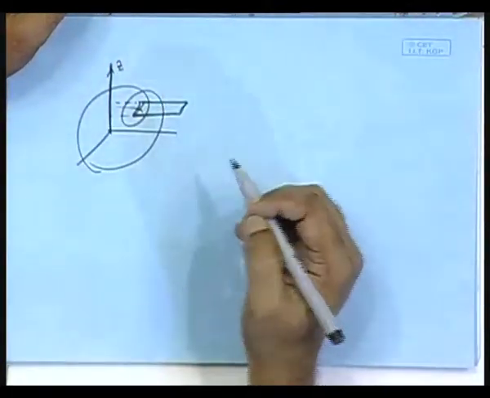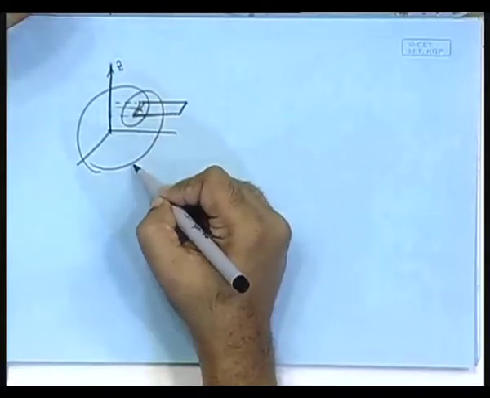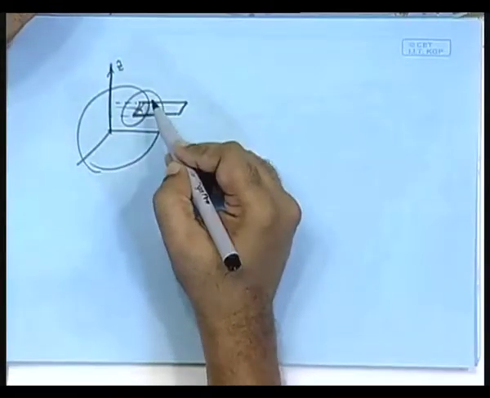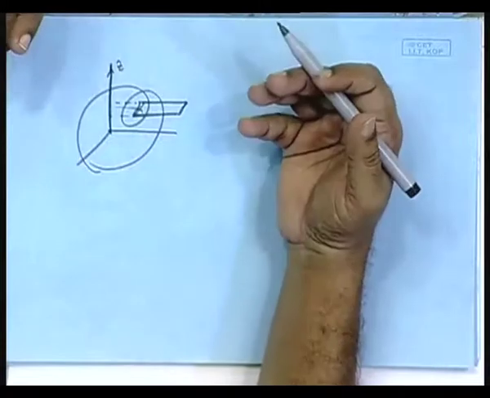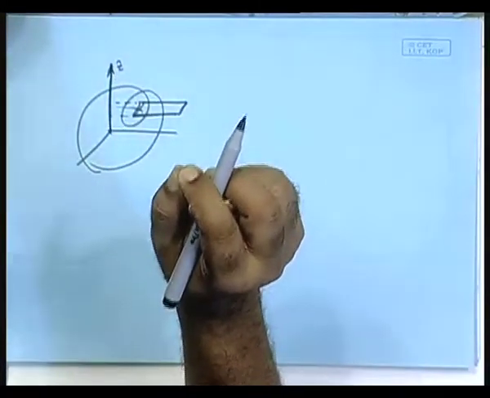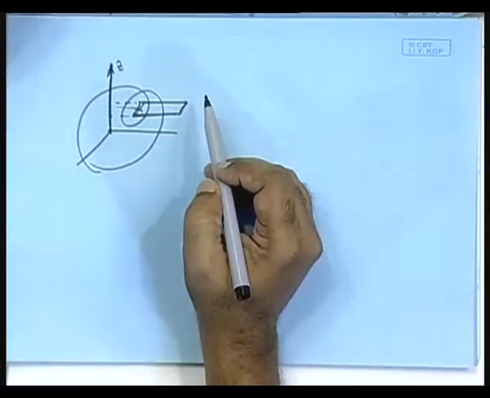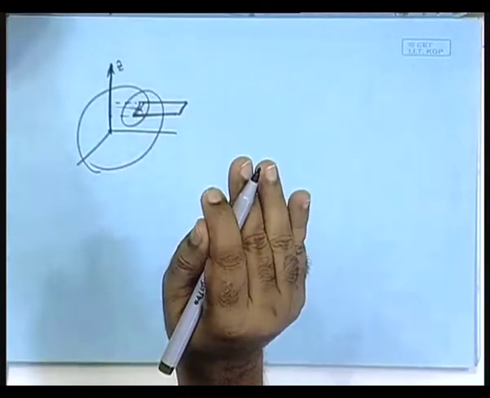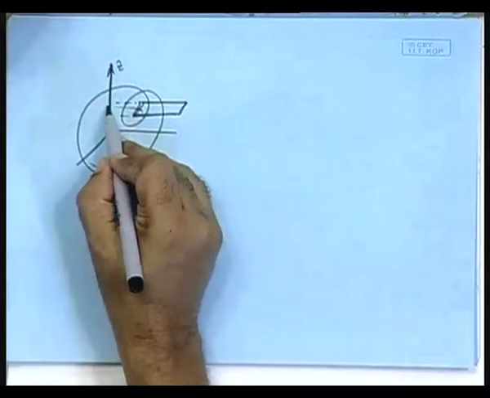So, what will you do? You will sense these, and the z coordinate value, the z coordinate signal, has to be compared with a given DC voltage corresponding to this level.